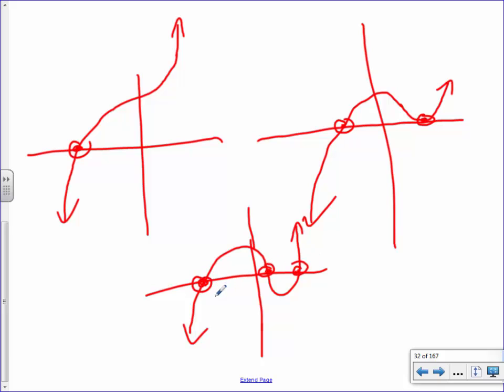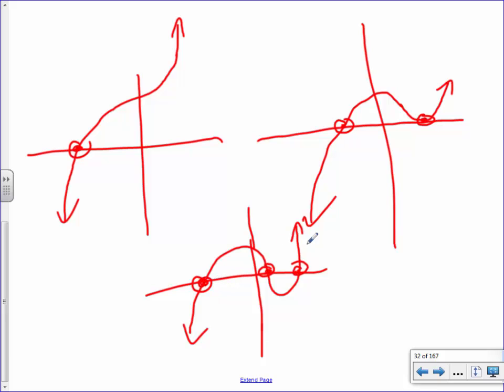Could it have 0 intercepts? Why not? Why couldn't it have 0 intercepts? And what do odd functions do? They go across the map. Yeah, since they have to go across the map, it has to cross at least once, right? So I guarantee you have to have at least 1 x-intercept here. But it could be 1, 2, or 3.